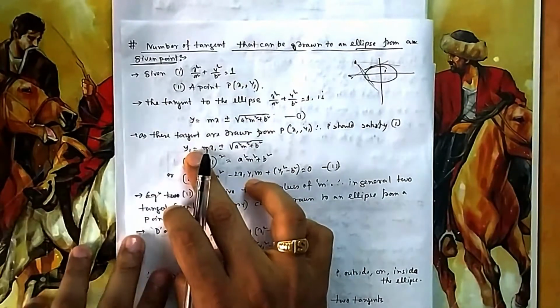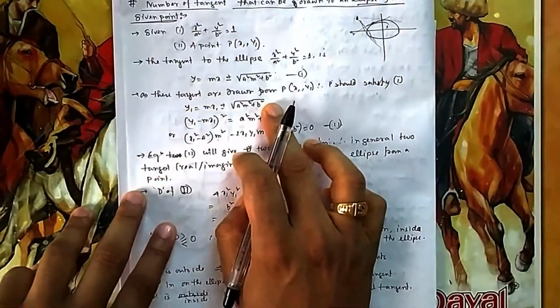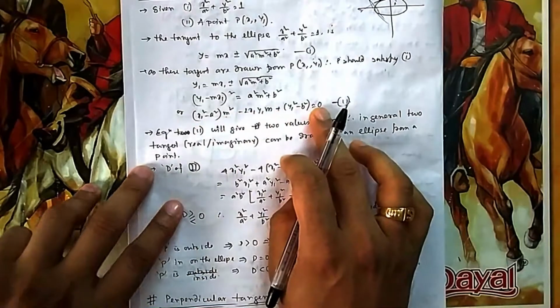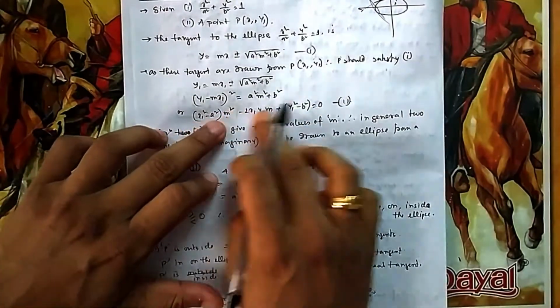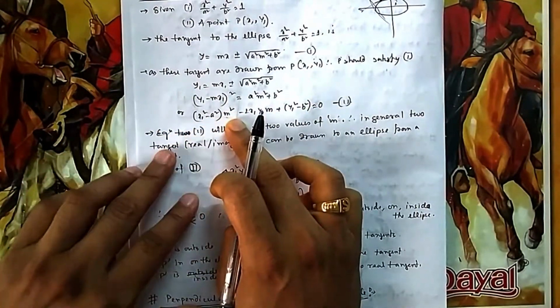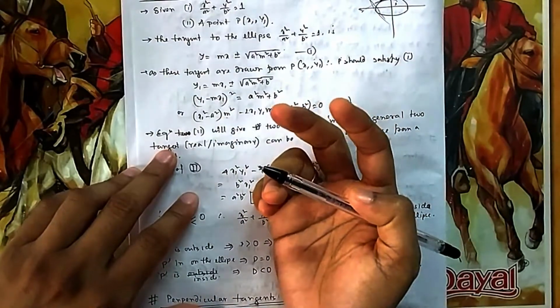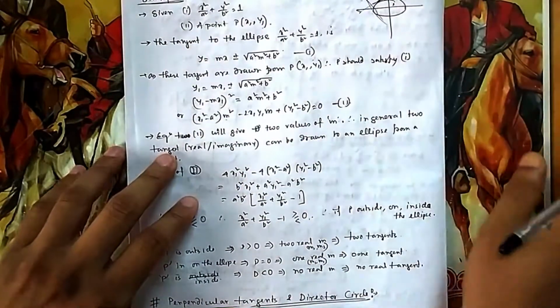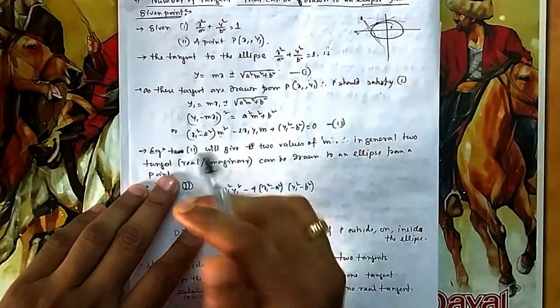So if you put x equal to x1, y equal to y1, and take the square, it will be something like this. So this is a quadratic in m, you can see. So you will get two slopes, m1, m2. So from a particular point, in general, we can say we can draw two tangents.